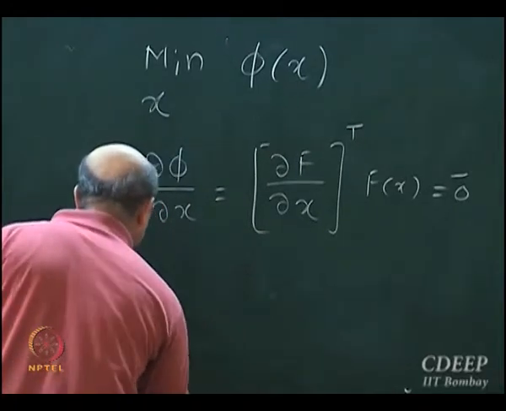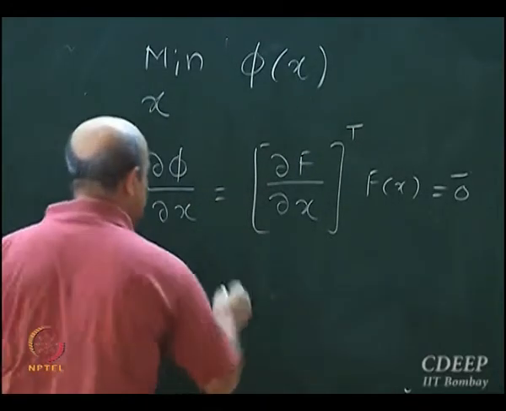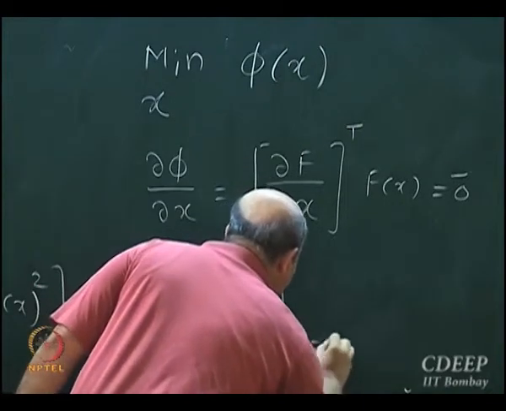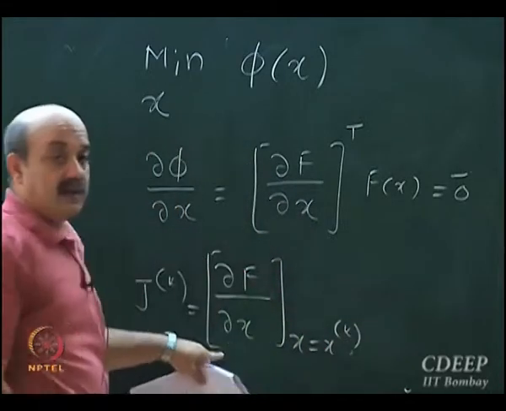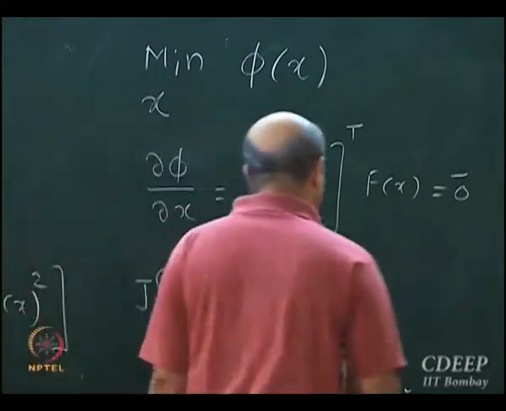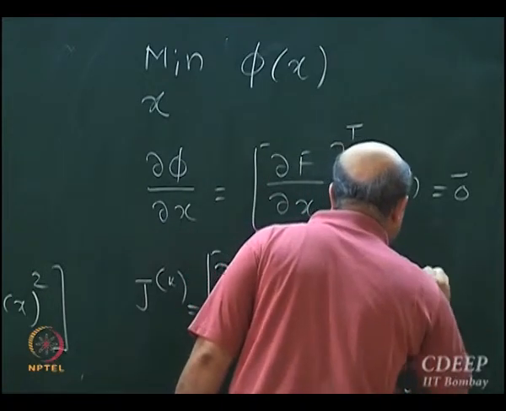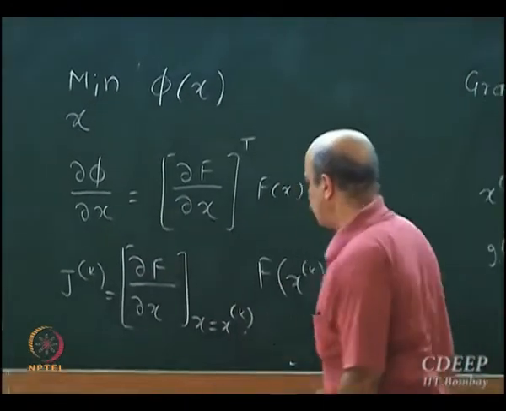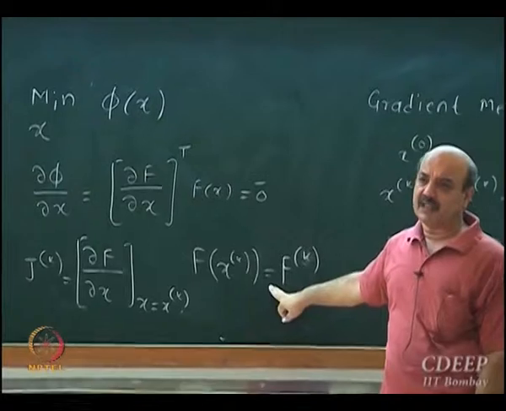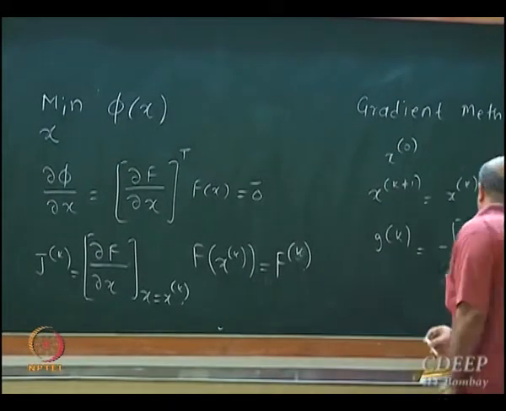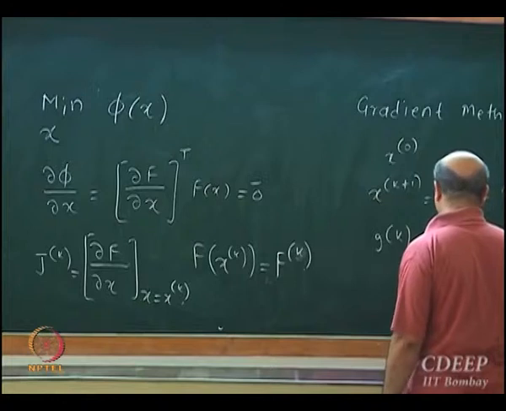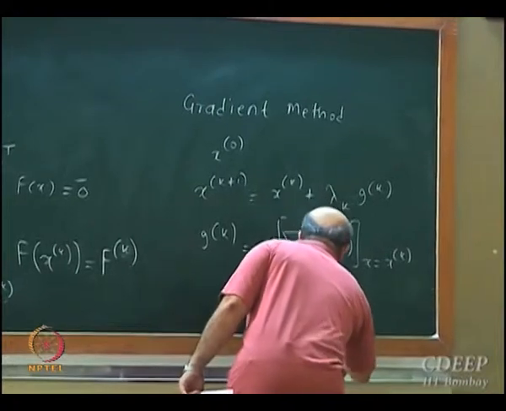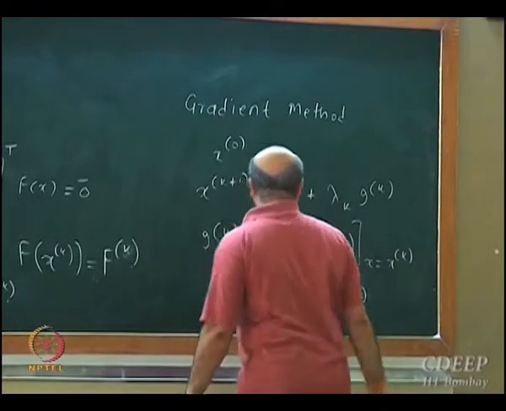So if I develop a notation J_k, which is ∂f/∂x evaluated at x = x_k, and of course f at x_k is equal to f^k. We have used this notation earlier, the same notation I am using. Then this would be minus J_k transpose f^k.